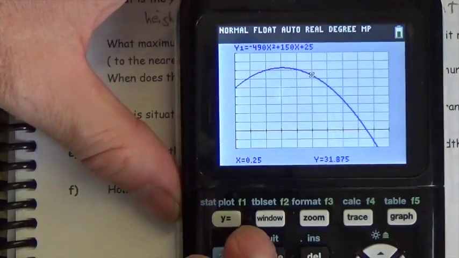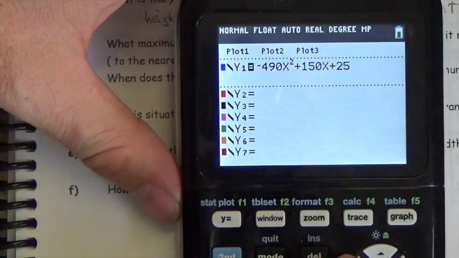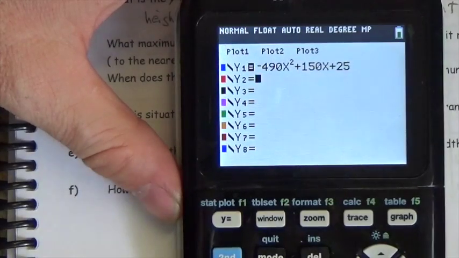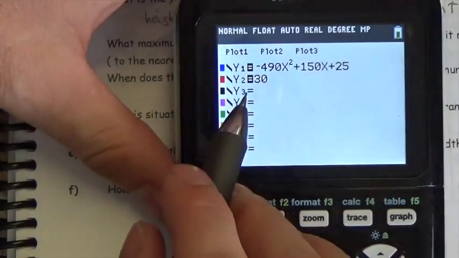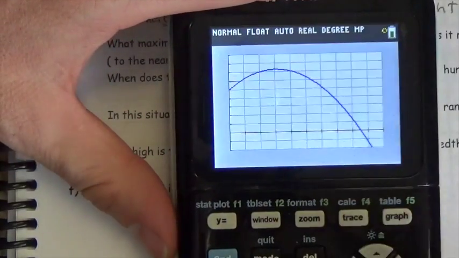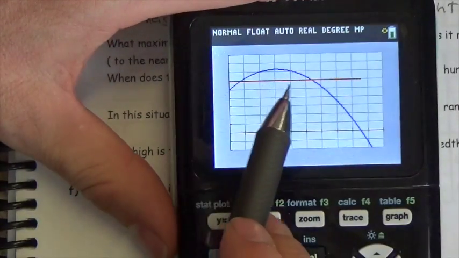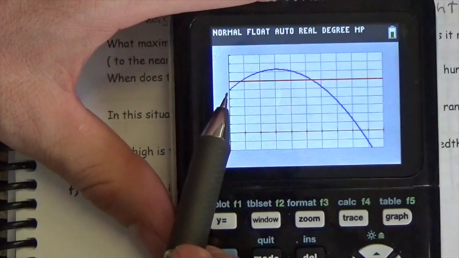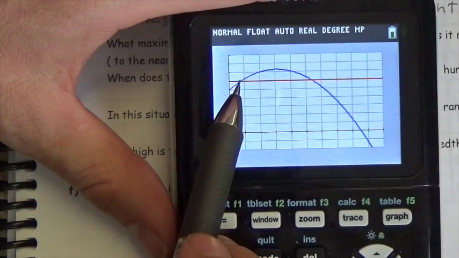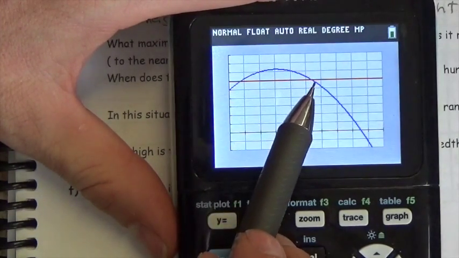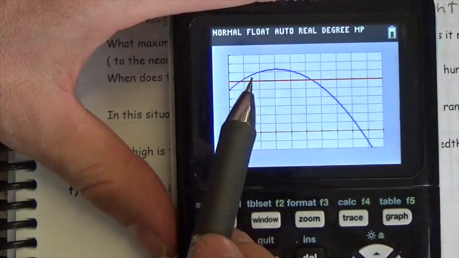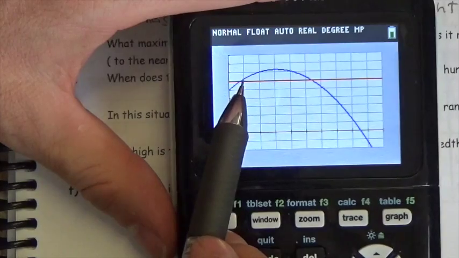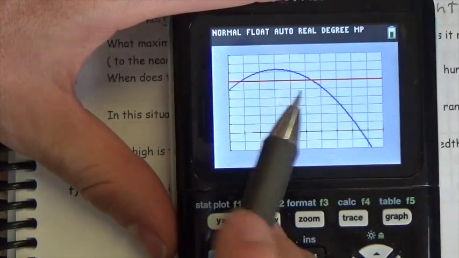So what I'm going to do is put y equals. The 30 centimeters is a y value. So I'm just going to come down here and let y equal 30. When I press graph, it's going to draw this red line there. Now, the frog jumps, it passes 30, and then comes back down and passes 30 again. I want to know how much time has passed while the frog was above that line there.